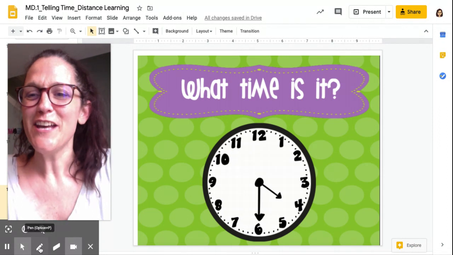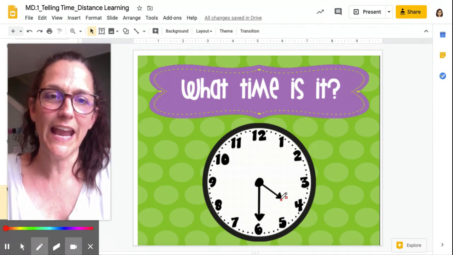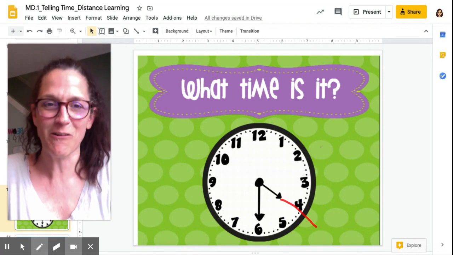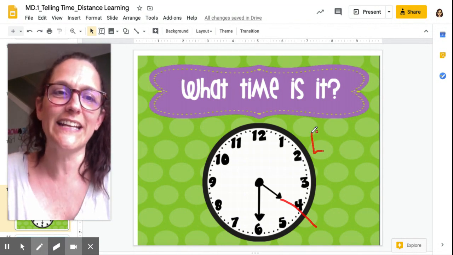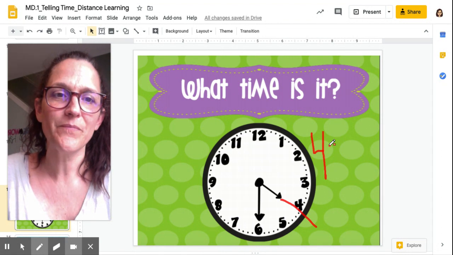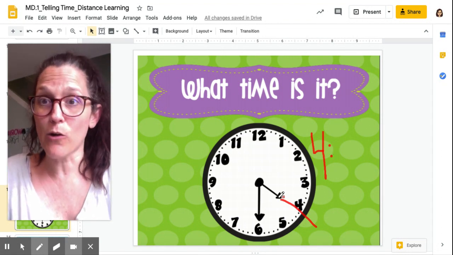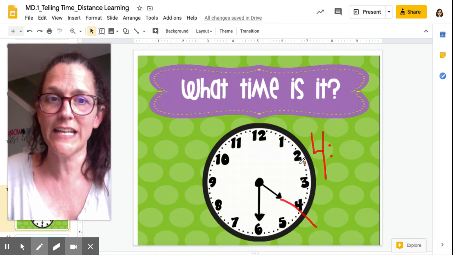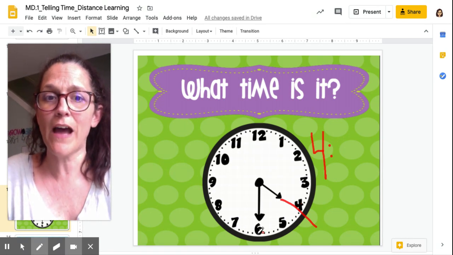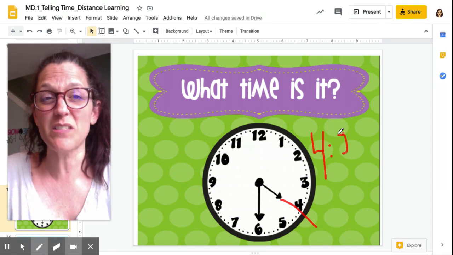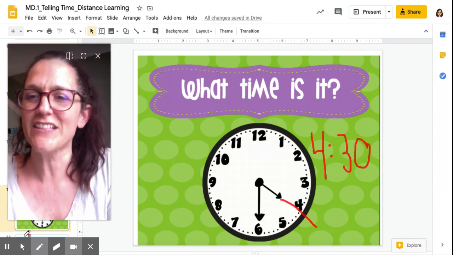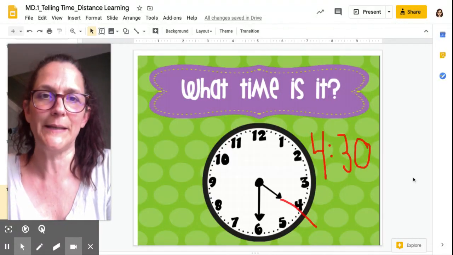Great work. So when we look at this, we can find the short hand, the hour hand, and I'm going to see that it is 4 o'clock. It's in the hour house of 4. And then I see the minute hand on the 6: 5, 10, 15, 20, 25, 30. I kind of like to just memorize that 6 means 30, and it helps me get a little bit faster and more fluent with my telling time.